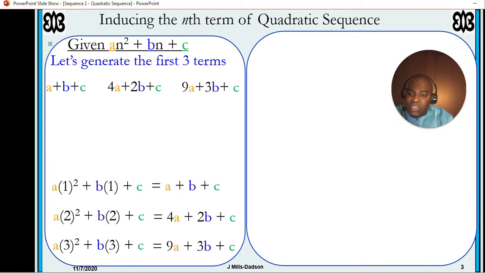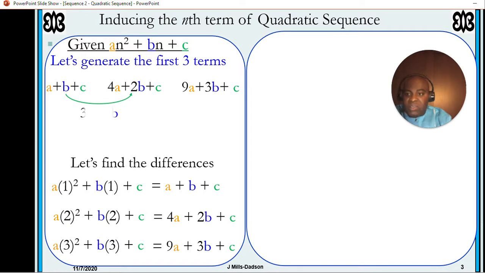I'm still going to use the same principle by finding the differences between the terms. And to find the differences, it's always the current minus previous. So 4a minus a, 2b minus b, and c minus c. And if you did that correctly, our first difference will be 3a plus b. Next one, 9a minus 4a, 3b minus 2b, and c minus c. Also, if you've done that correctly, you're going to get 5a plus b.